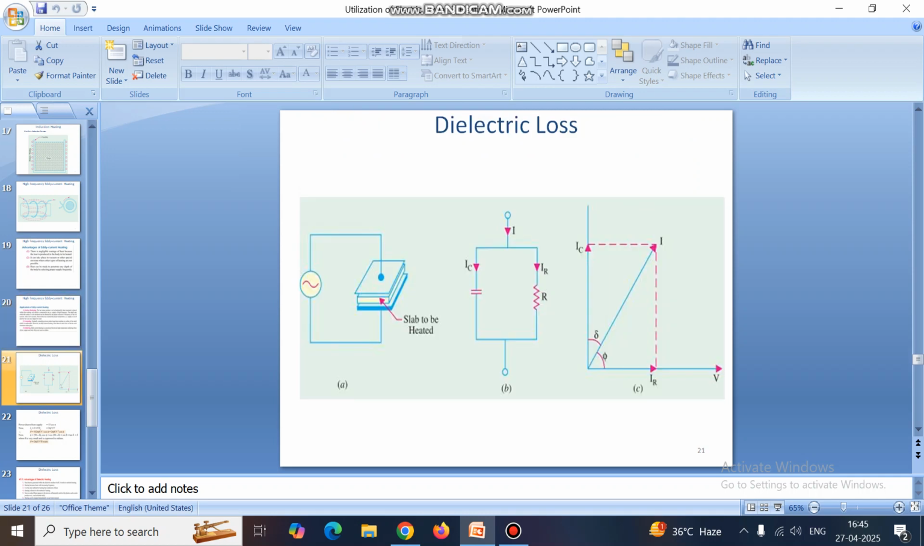Next one is dielectric heating. In dielectric heating, the dielectric material is placed in the secondary of the transformer, by which the current is split into two portions. One is for resistance, another one is for capacitance. Why capacitance? Because in the secondary of the transformer there are two metallic parts, and between these two metallic parts there is the dielectric medium. That's why there is the capacitive action. This is the IC, this is the IR, this is the angle phi, and this is the angle delta. It is mentioned that delta plus phi is equal to 90 degrees.